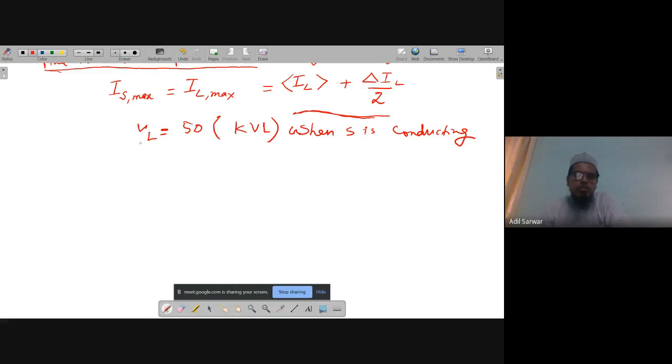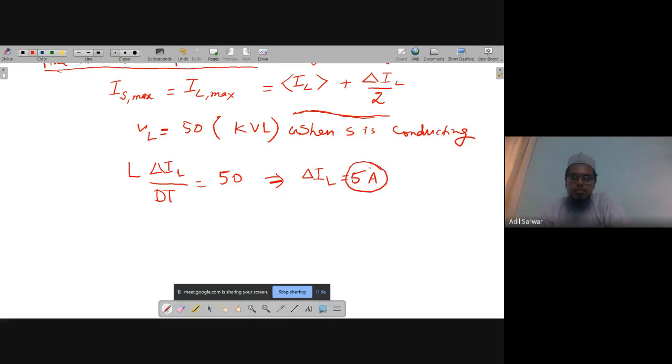And what is VL? It is L di by dt. So I can write the instantaneous rate of change of inductor current, and the average rate of change of inductor current would be the same because the slope is constant, as delta IL divided by dt, and this will be equal to 50. We know what D is, we know the frequency 1 upon T, and we know what L is. If I solve this and find delta IL, it will come out to be 5 amperes.